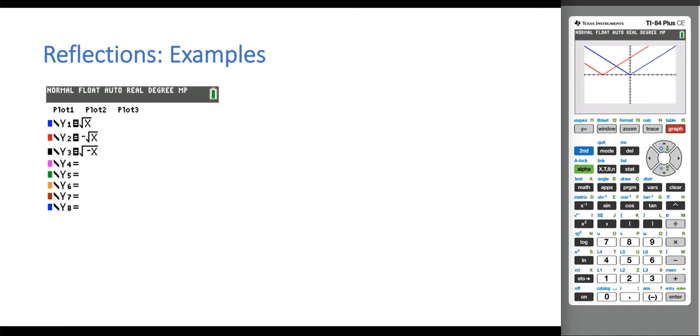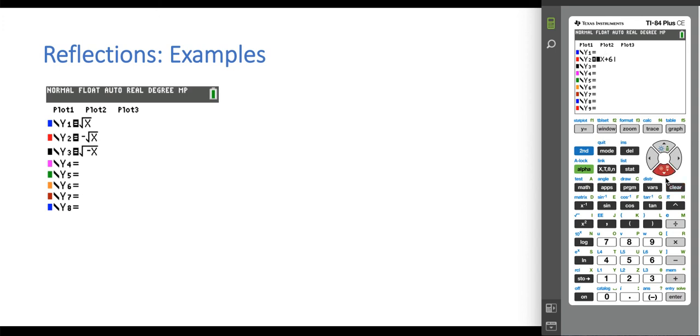All right, the next thing we want to do is reflections. So we're going to talk about the square root function this time. So I'll clear these out. And if I want to type a square root function, second and x squared to pull up the square root, and I'll put x inside there. And then second square root. Oh, I went too fast. This one has to be negative. So remember, this is the negative key. Don't use this one. You'll get an error message. Use the negative sign. And then second square root. I'll put x inside there. And then I'll put a negative sign inside.